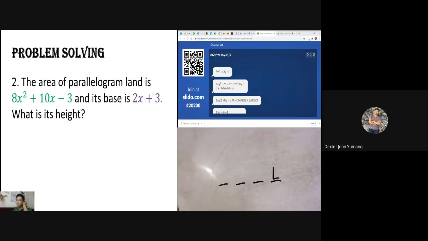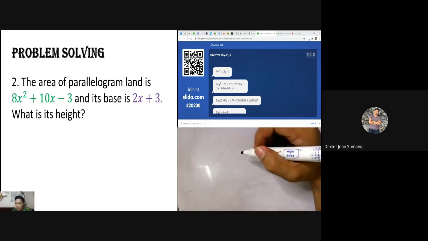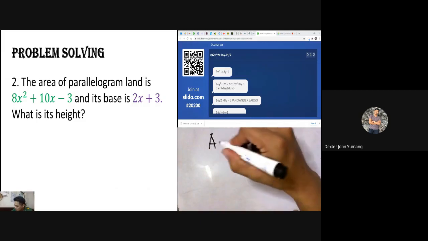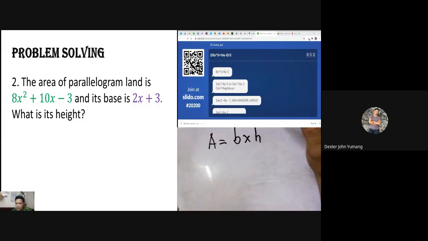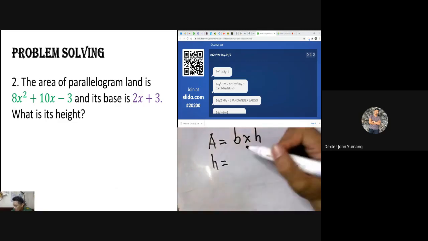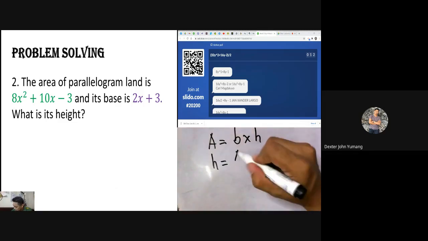So this one. The area of a parallelogram land is 8x squared plus 10x minus 3. And it has the base that is 2x plus 3. What is its height? So, ito muna. Background muna natin what is that parallelogram. Area po ang sinabi dyan. Area ng parallelogram. So, when you solve for the area of a parallelogram, that is base times height. Kaso lang, the question here is, what is the height? So, height daw po yung hinahanap.